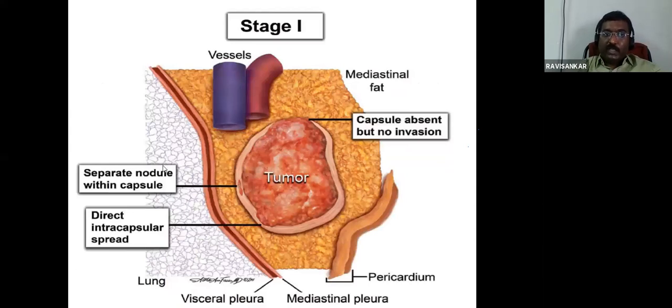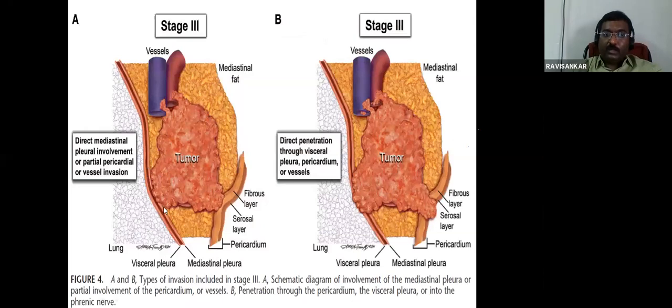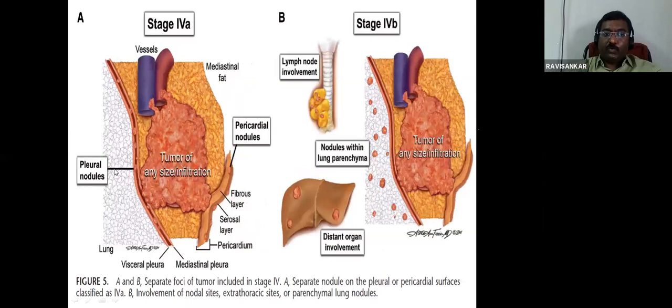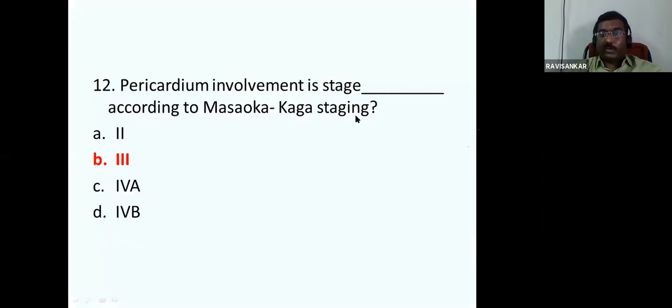So stage 3 is adherent to the pleura or pericardium. Stage 4 is pleural nodules or pericardial nodules. So pericardial involvement is stage 3 according to Masaoka-Koga staging. If it is slightly adherent without involvement, it's stage 2. When the pericardium is involved, it's stage 3. Okay, remember that. Are you clear?